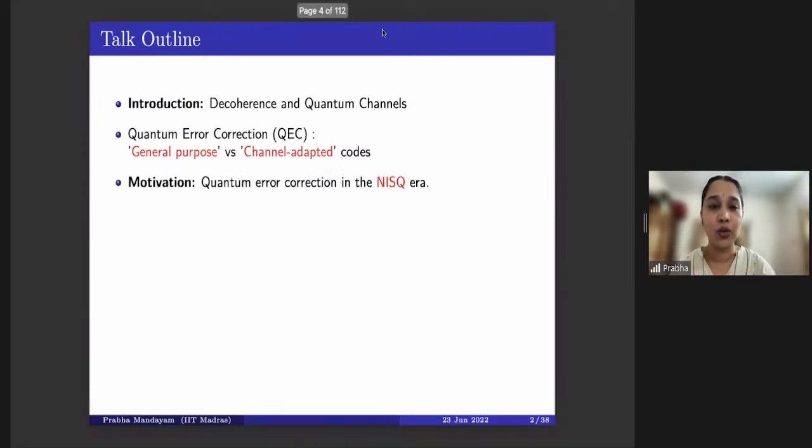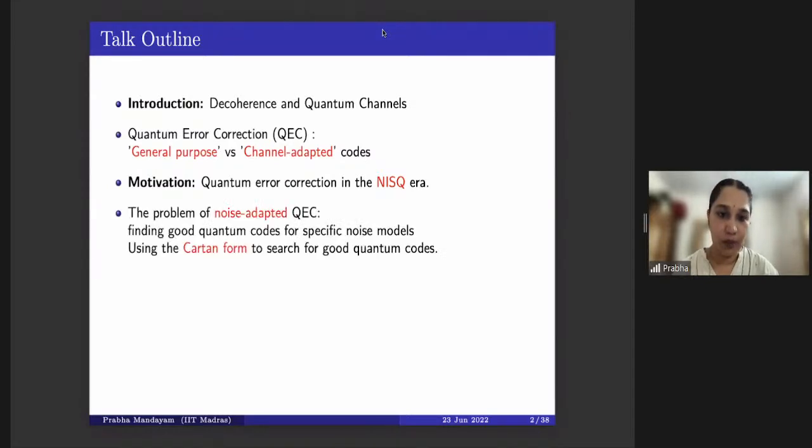Okay. So with this preliminary, then I will try to motivate what is the challenge of doing quantum error correction in today's era of noisy quantum devices. And in particular, I will talk about this problem of noise adapted quantum error correction. And I will present a recent solution that we came up with to find good quantum codes which are tailored to specific kinds of noise or errors.